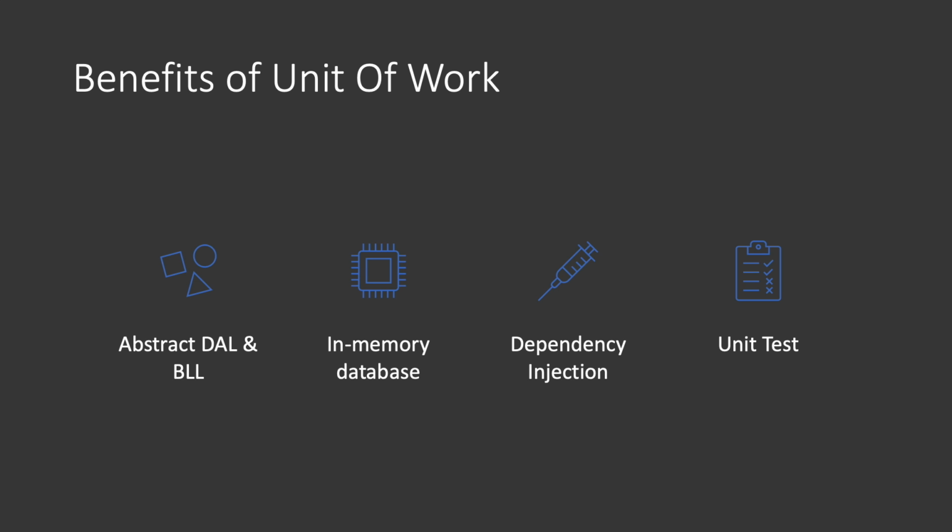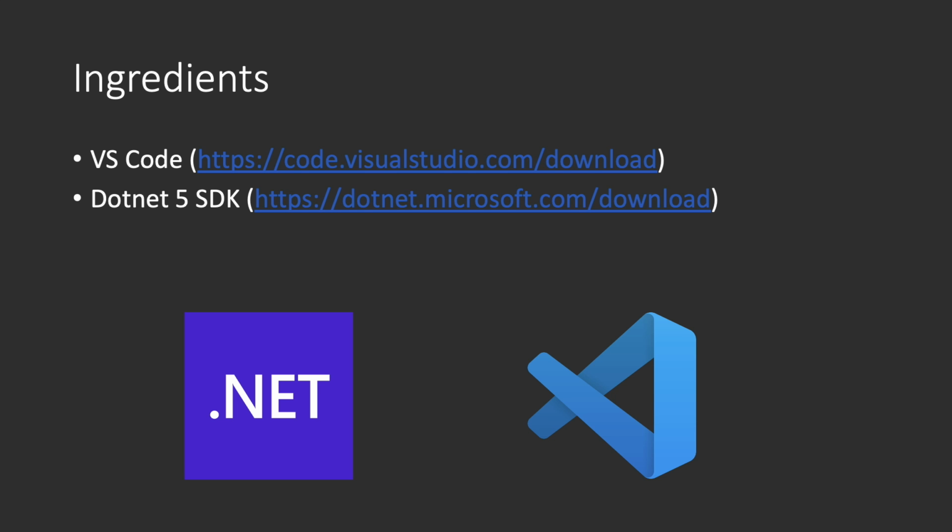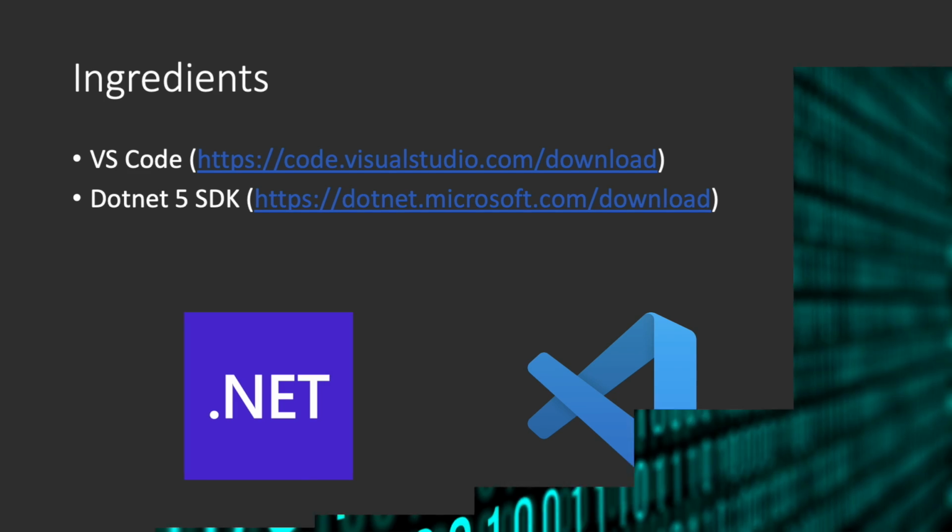So, based on those, what are the ingredients that we're going to need in order to develop our application today? First, we're going to need Visual Studio Code, and then we're going to be utilizing the .NET 5 SDK. You can find the links on the screen and in the description down below. The installation process is pretty straightforward. All we need to do is download them and install them. Great. Now let's get started.